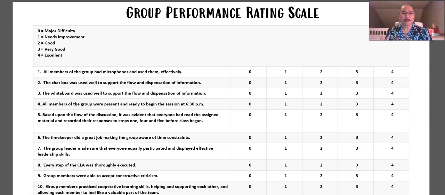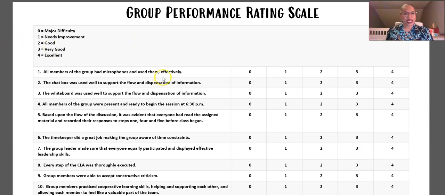So your reflector is going to pull up the form and is going to let them know that they are to respond to the statements with 0 for major difficulty, 1 for needs improvement, 2 for good, 3 for very good, and 4 for excellent. Now, there's no talking during this process. What's going to happen is that the group members are going to respond in the chat box by just placing the number for the rating.